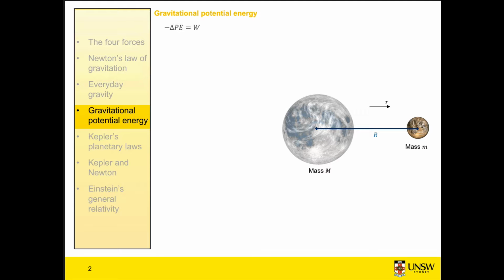So if we look at the work required to move our object from its current position at the distance of capital R out of the influence of the gravitational field to a distance of infinity, we find that work done is equal to the gravitational potential energy at a distance of r. So this is the quantity that we want.